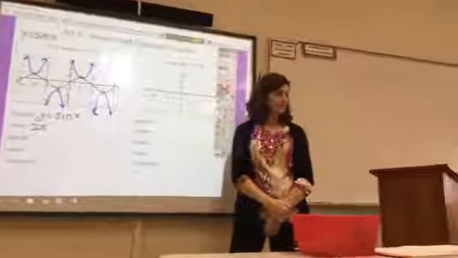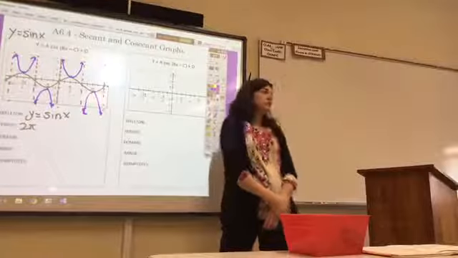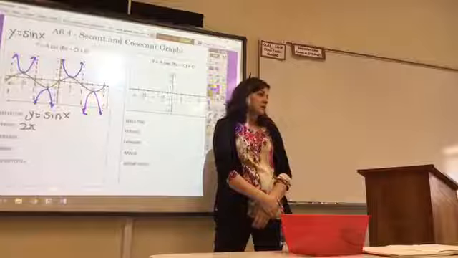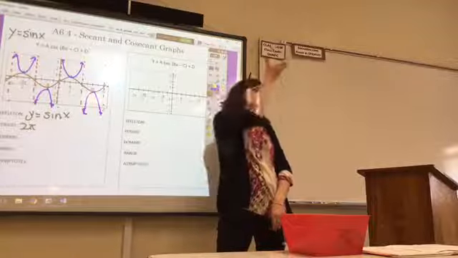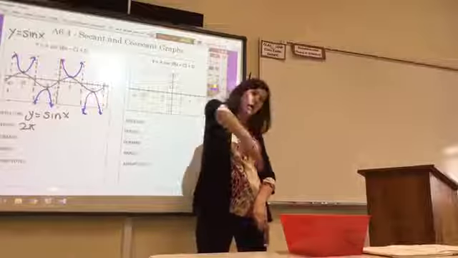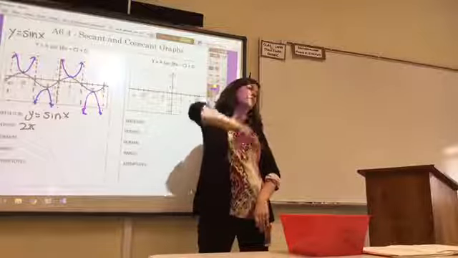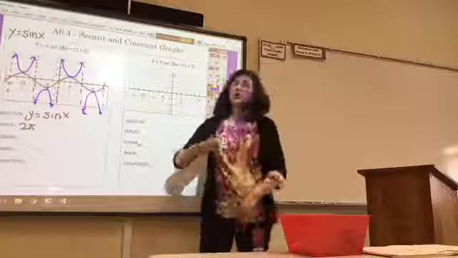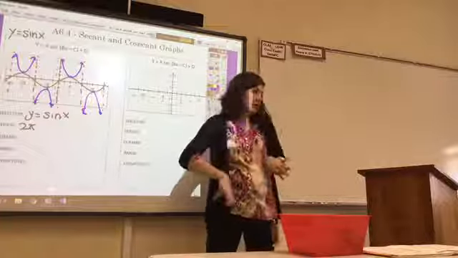Wait a minute, what makes it flip? Well, cosecant is the flip of sine. So if sine is a mountain, then cosecant is now a valley. If sine is a valley, cosecant is now a mountain. It just turns the graph inside out.